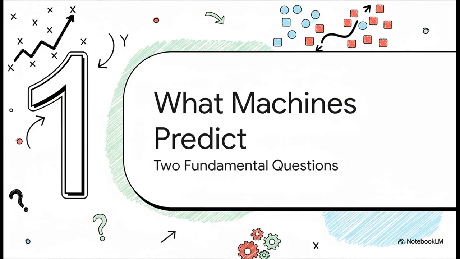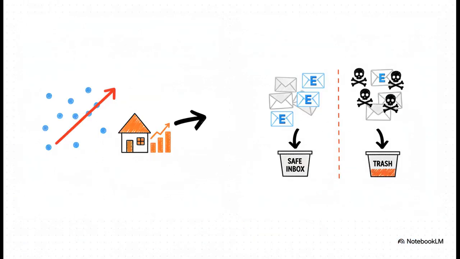Now, when we give a machine data that's already labeled to learn from, and this is called supervised learning, we're basically asking it to answer one of two big questions. A huge chunk of machine learning really just boils down to these two simple questions. The first one is how much or how many. That's for when we need to predict a specific number. And the second one is which one. That's when we need to sort something into a category.